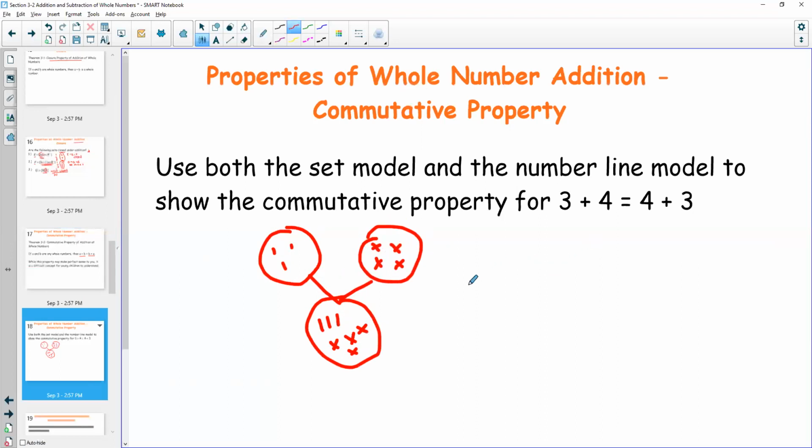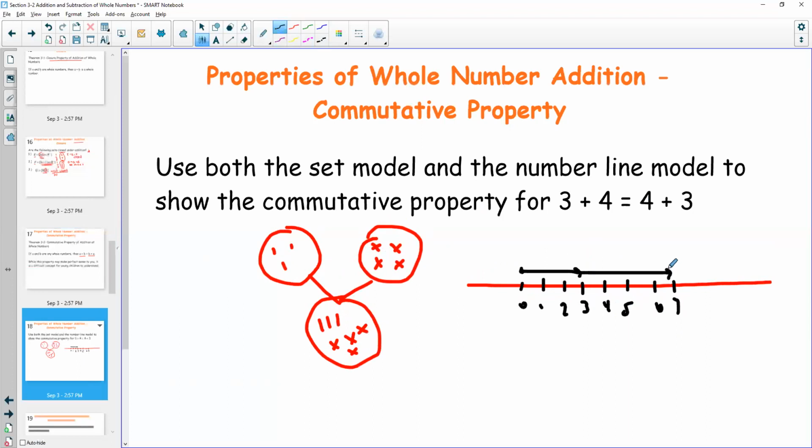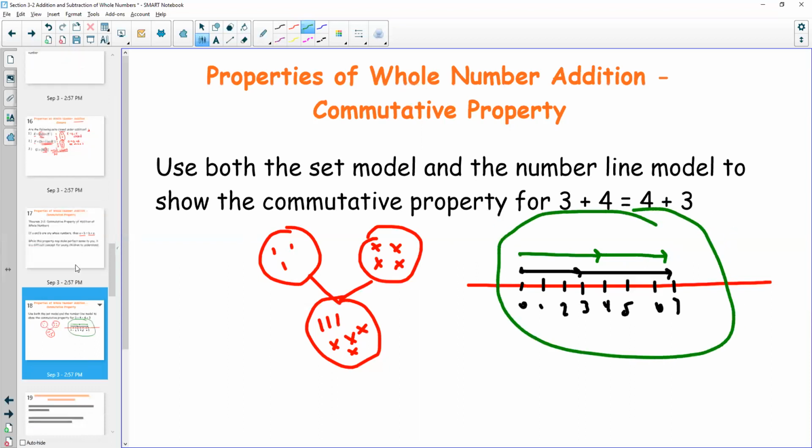On a number line, let me change colors. So if I have 0, 1, 2, 3, 4, excuse my ugly number line, 6, 7, right? I could start at 0, go to 3, add on 4, gets me to 7, right? But I could also start at 0, go to 4, add on 3, still gets me to 7. Same sum, different model, right?